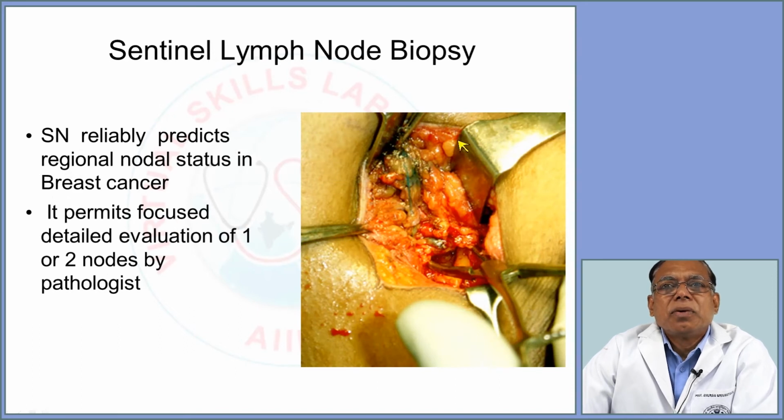So this is an example of the operative field where we have injected the blue dye, and you can see the blue color sentinel node here. From this node is emerging the efferent, which is entering into the second station or second echelon node. So the sentinel node biopsy, and then we will send both these nodes to our pathologist for evaluation and presence of any metastasis. Sentinel node biopsy reliably predicts the axillary nodal involvement in invasive breast cancer because it permits our pathologist to have a focused approach evaluating only one or two nodes.